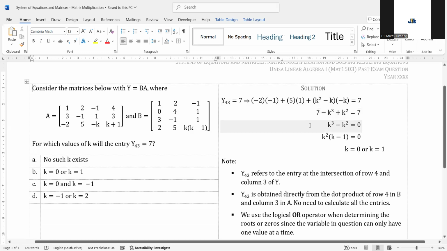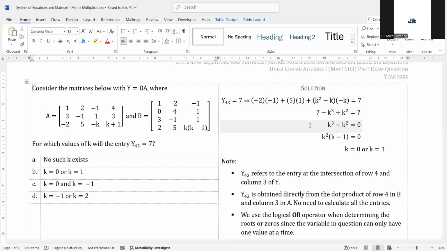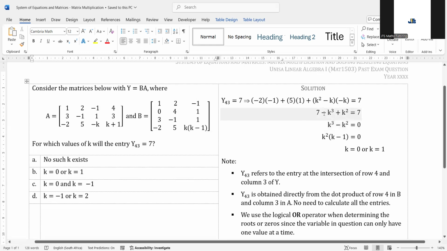And remember now, when you are dealing with your equations, if you multiply an equation throughout by a constant, that is not going to change the solution set. So I multiplied by -1 throughout. That's why this one is changed to be a positive k cubed. This one it is changed to be a negative k squared. That is not going to change the solution set. k squared is going to be equal to 0, so which means k is going to be equal to 0. Then k minus 1 is going to be equal to 0, so k is equal to 1.